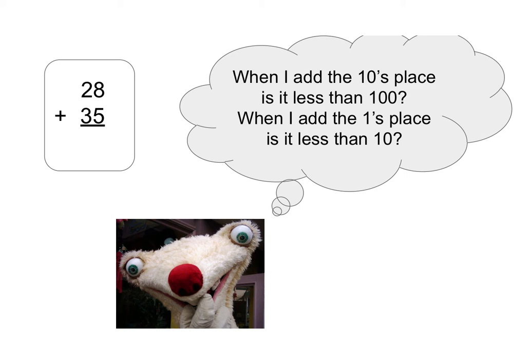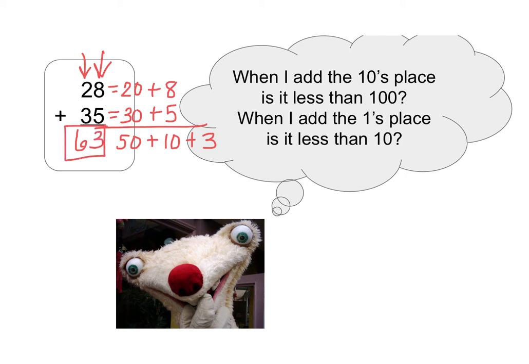28 plus 35. Notice my tens column is great, but my ones column goes over 10. So I would need a strategy. So you might expand it and do 20 plus 8 and 30 plus 5. 20 plus 30 equals 50. 8 plus 5 equals 13, or 10 plus 3, for an answer of 63. Great job.